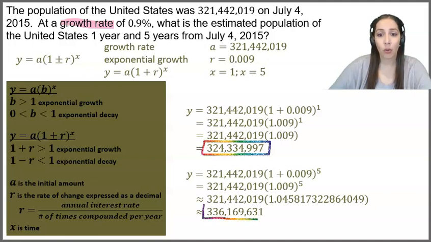336,169,631. So in 2015, we had a population of this 321 million. After a year, it went up to 324. After another 4 years, or from the beginning 5 years later, the population became 336 million.